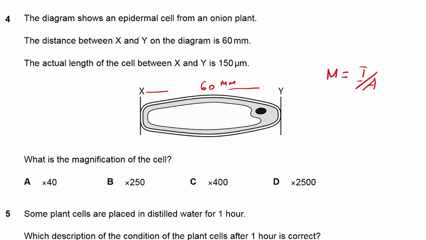Now we convert them to one unit. When we convert these 60 millimeters into micrometers, it will be 60,000. Is 1 millimeter equal to 1,000 what? Micrometers. So when we work it out, it will be 60,000 divided by 150. Then 60,000 divided by 150, we get 400. So the magnification is times 400. Then we go to number 5.